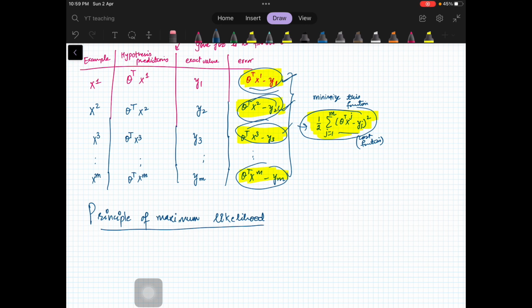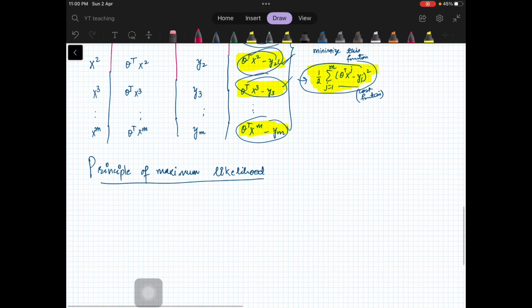So we have the principle of maximum likelihood. What is this principle? This is a principle which we can actually understand from real life. The principle of maximum likelihood, as the name tells you, says that suppose you have a model.